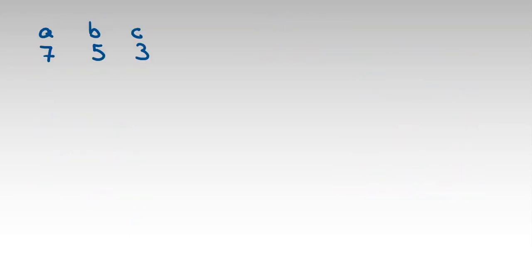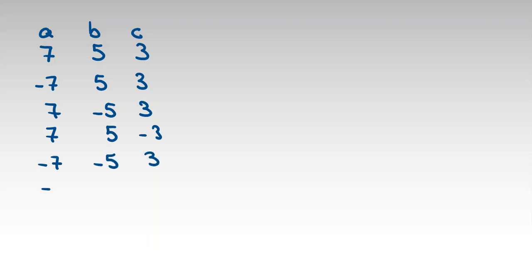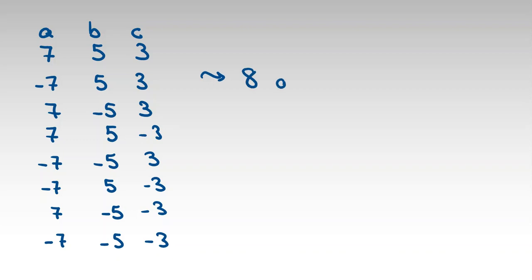So 7, 5, 3. Now one of them negative: 7, negative 5, 3; 7, 5, negative 3; negative 7, 5, 3. Two of them negative: 7, negative 5, negative 3; negative 7, 5, negative 3; negative 7, negative 5, 3. Or all of them negative: negative 7, negative 5, negative 3. That's 1, 2, 3, 4, 5, 6, 7, 8. We have 8 answers for this problem.